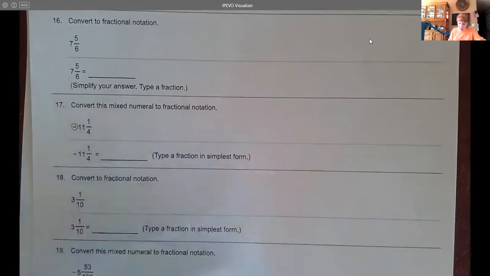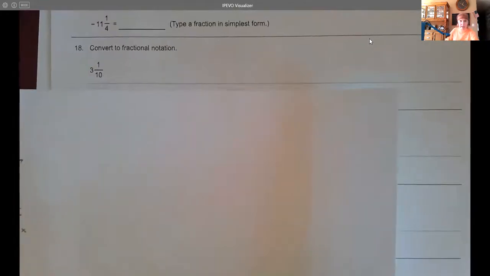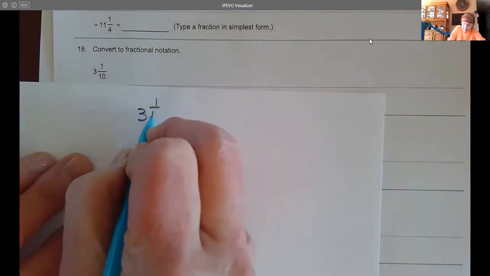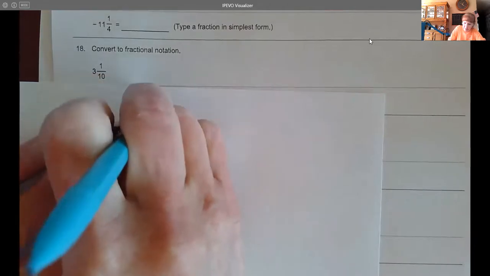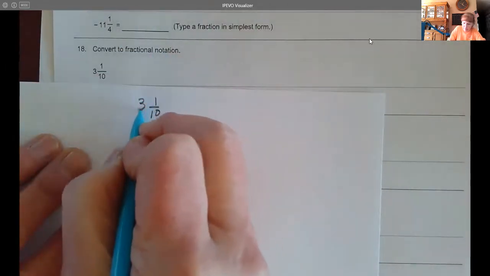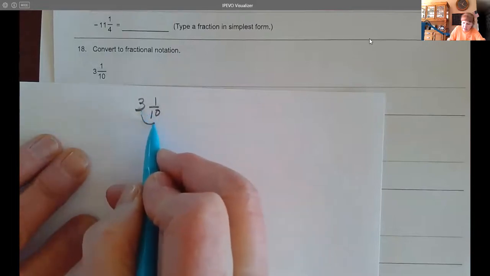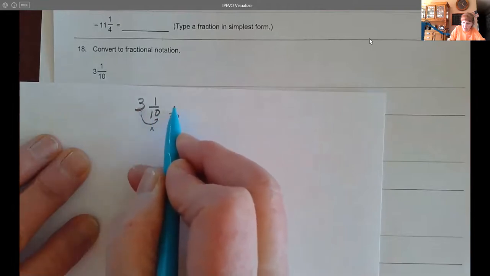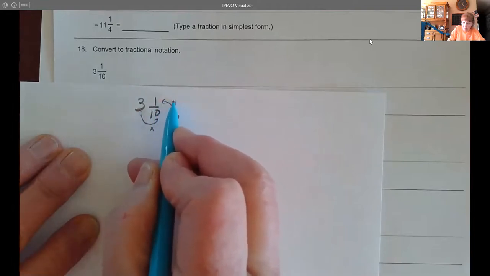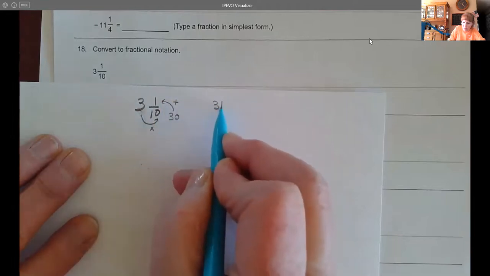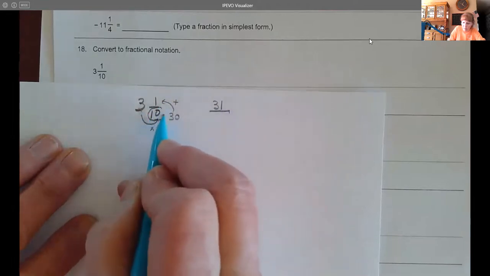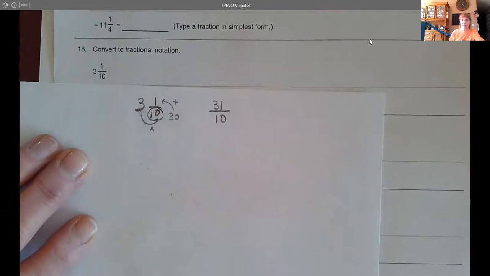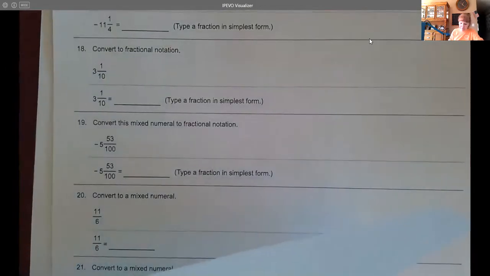Okay, let's try another one. Good, we have lots of practice here. This should be easy for you by the time you're done. Not really sure why I put that 3 down so low. Okay, you multiply these two together. 3 times 10 is 30, and then you add in the 1. So you get 31, and you always put it over the denominator. It was positive, it stays positive. All righty. Let's try another one.